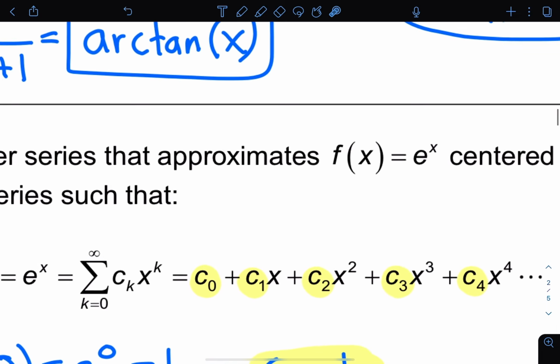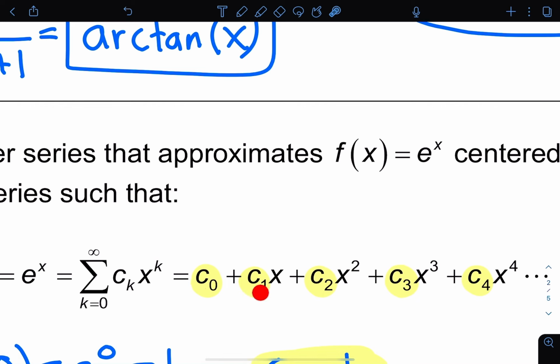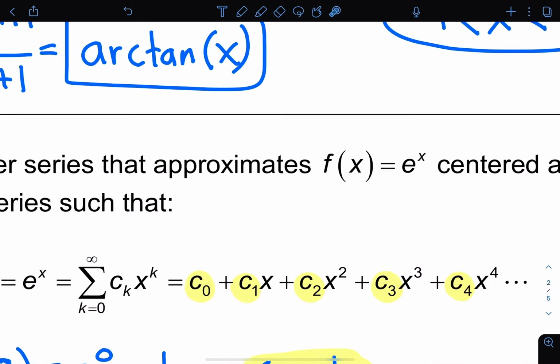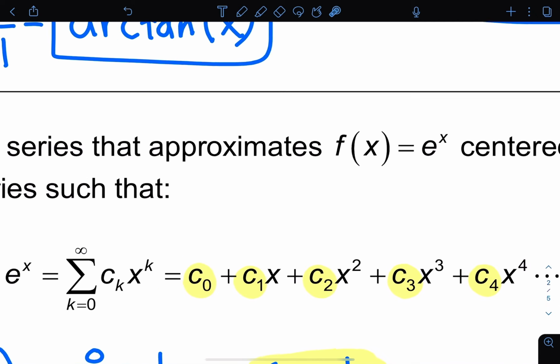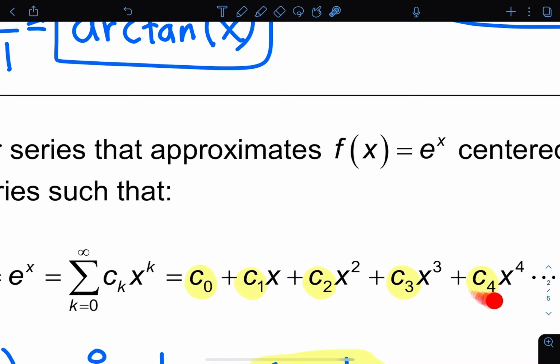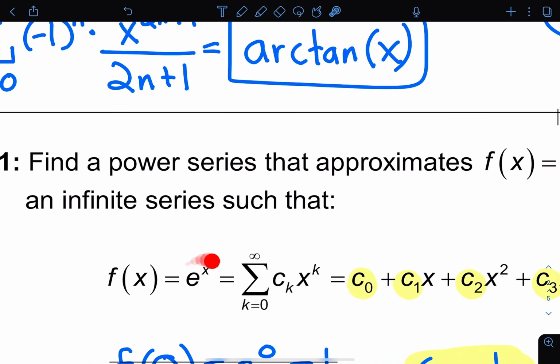We're going to try to find what all of these coefficients are that go in front of all of these powers of x. We want it centered at 0, so that's why it's just x and not quantity x minus a, which is something we covered in the last note sheet. Now, how do I find infinitely many coefficients? Because technically it takes infinitely many terms to add up to get to e to the x.